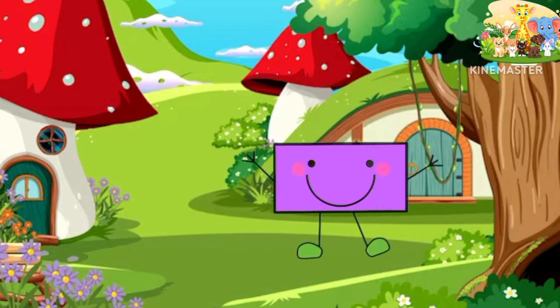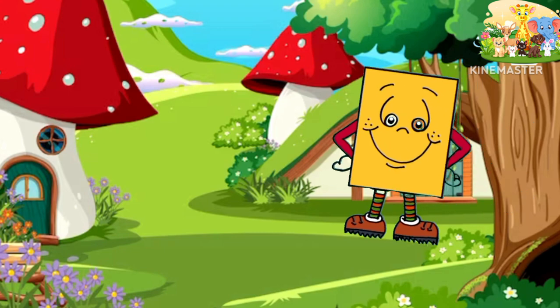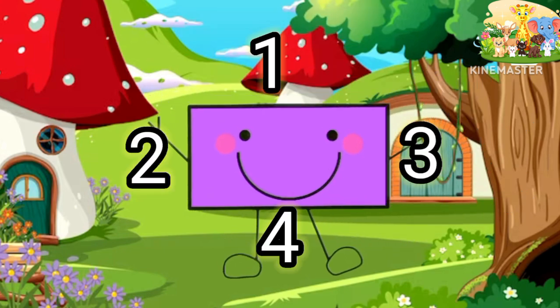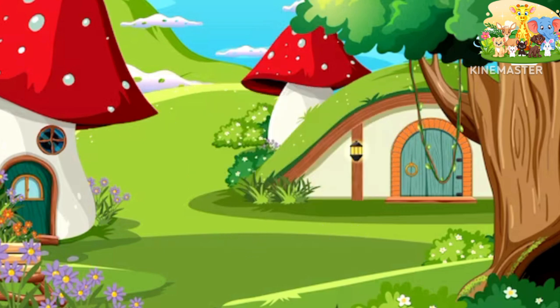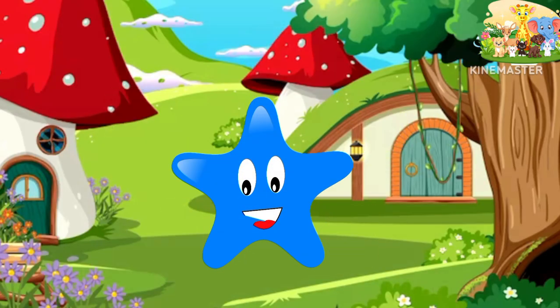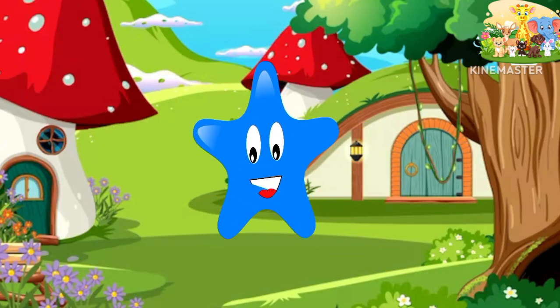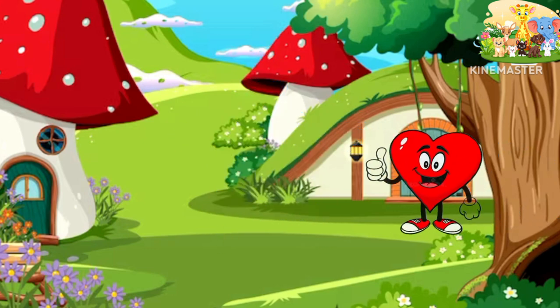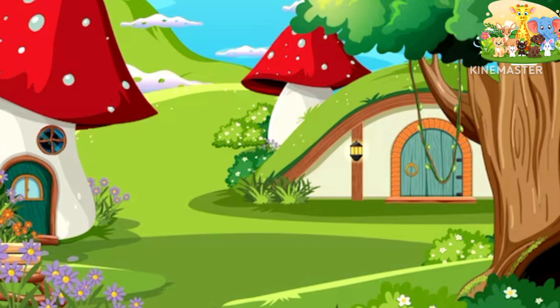I am a rectangle. I have four sides. I have four corners. I am a rectangle. I am a star. I have four arms. You can see me in the sky. I am a star.